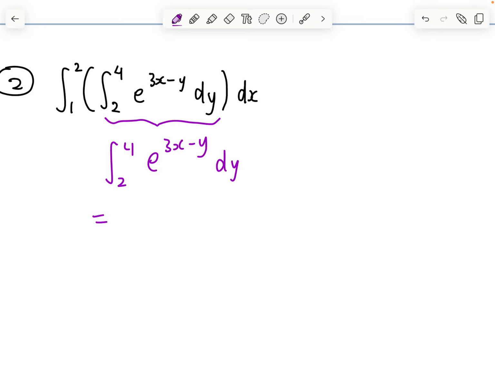To solve for that, we are integrating with respect to y. So that means 3x is a constant. So essentially, if we think about e to the power of any number, or e to the power of -y, basically, it's just going to be e to the power of whatever is inside, and then the -y goes to the outside. So we have -1 over 1, which is just -e to the power of 3x minus y.